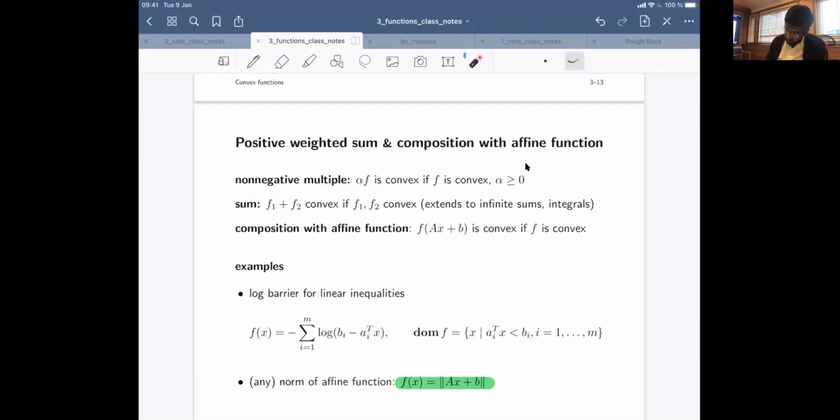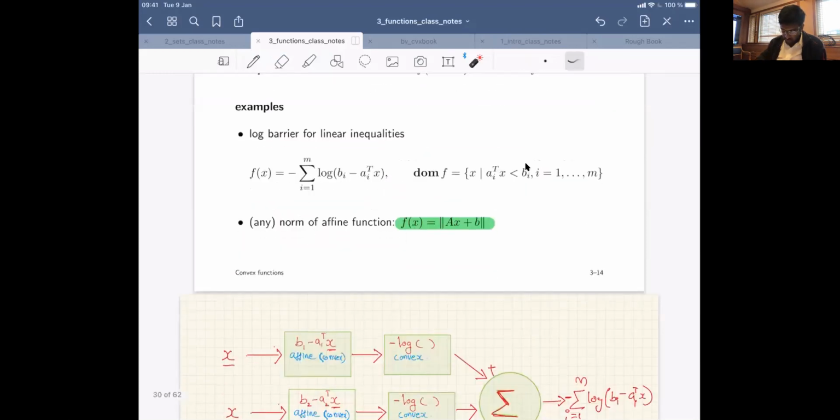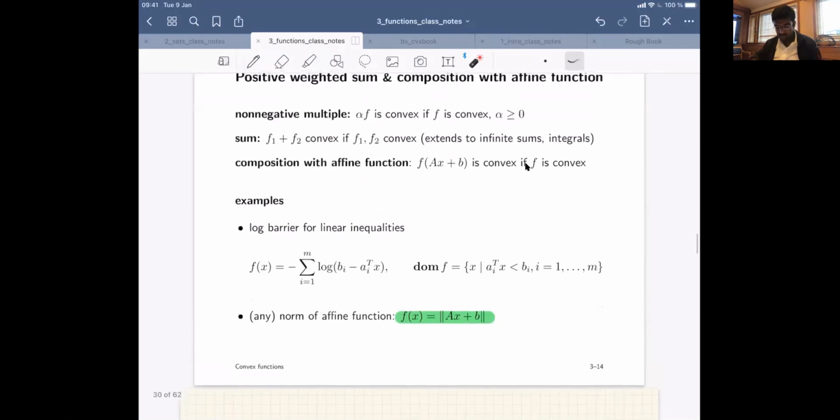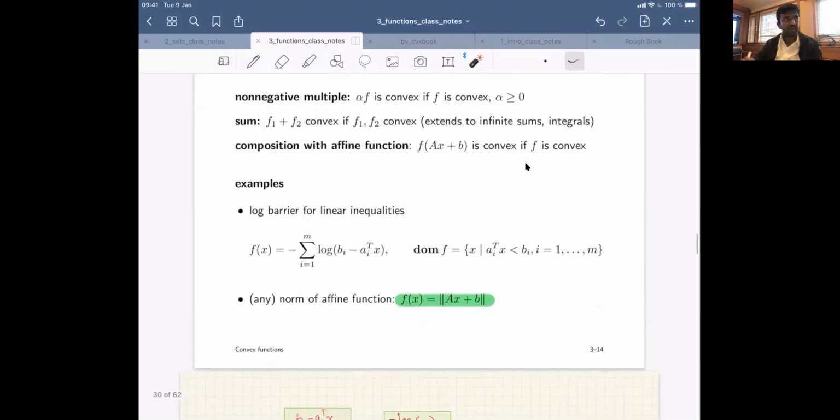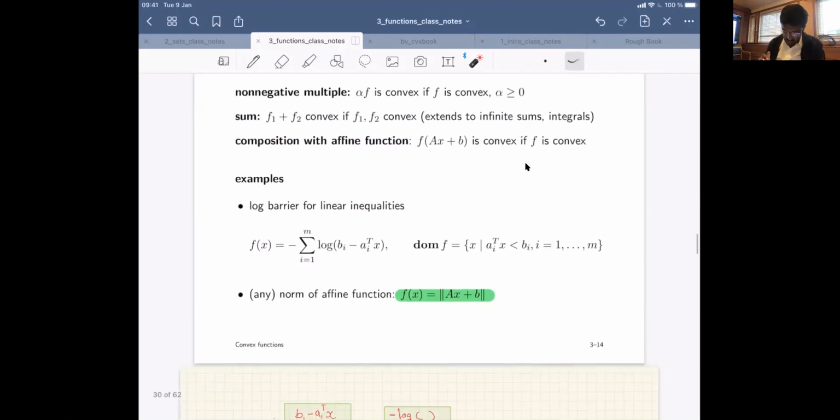Now the sum. So you have two functions. Then if you take the sum, that will be convex. And composition with the affine function. So these are simple examples. You can just prove this using the basic inequality very easily. We will not go through that, but it's very simple.